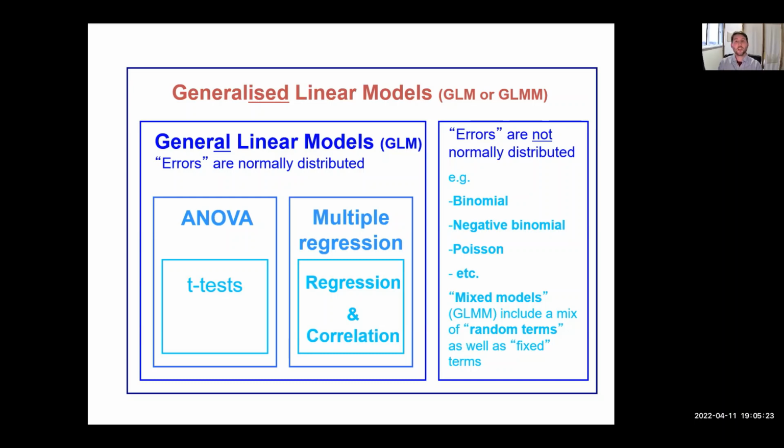But the strength of GLMs, specifically the general linear models that I'm going to be talking about today, is the idea that you can have continuous and categorical variables in the same model. So you can control statistically for one variable whilst looking at the effect of a second variable. And this is a really important element within modeling.